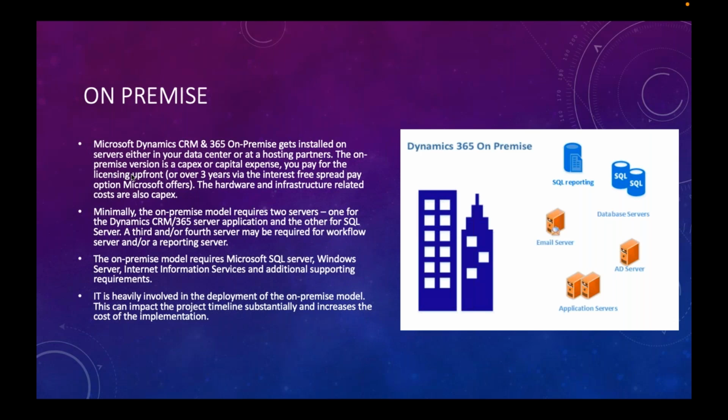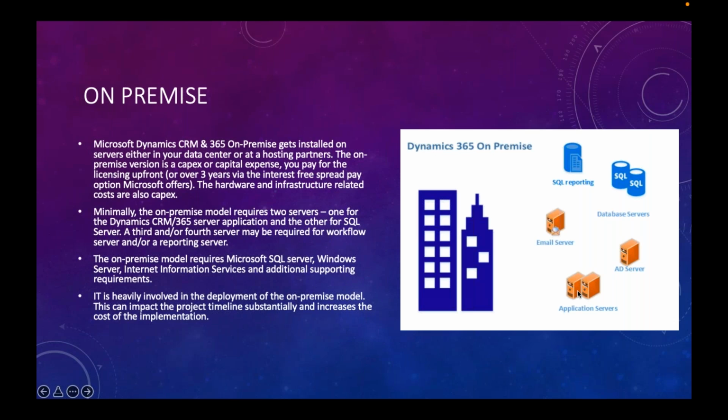And apart from that, the next point they are saying is that minimally the on-premise model requires 2 servers. See, I'm talking about the servers, the next point. If you go to this diagram, these are all the servers they need. One is the SQL reporting server, one is the database server, one is the Active Directory server, one is the email server, and the other one is the application server. So first, if you want to install Dynamics 365, we need to maintain one server that is called the application server.